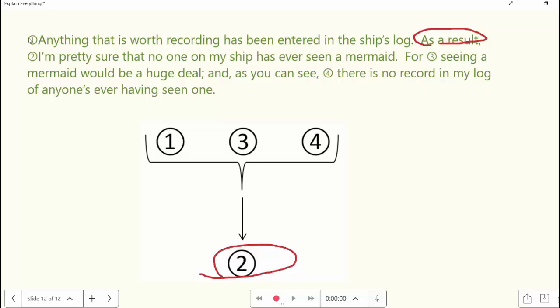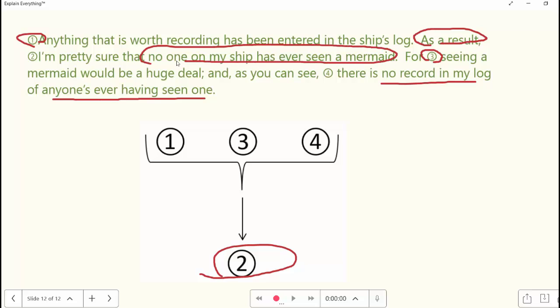So if those are true, right? If this is true and this is true, then when we look in the ship's log, there's got to be a record of seeing a mermaid. But when we look at it in the log, we don't see that. Therefore, it can't be that anyone on the ship has ever seen a mermaid.